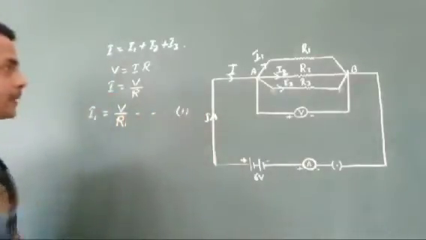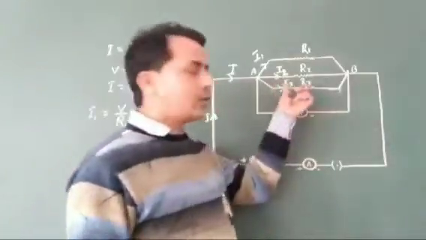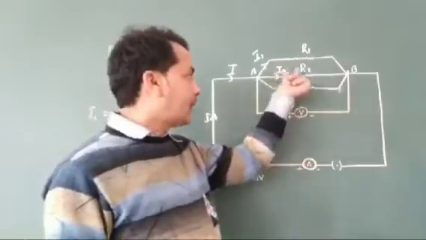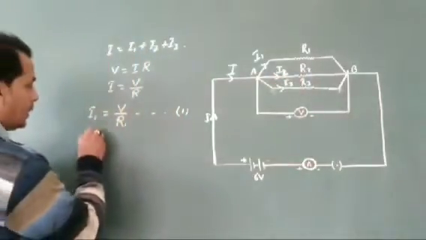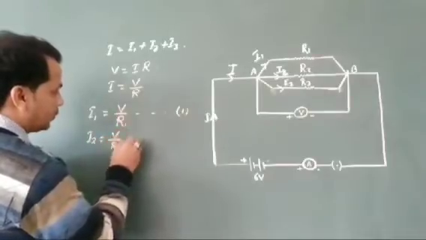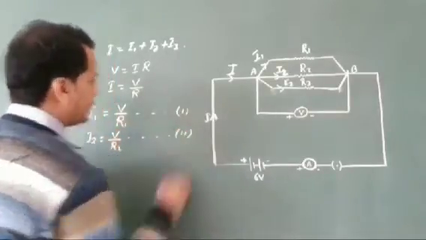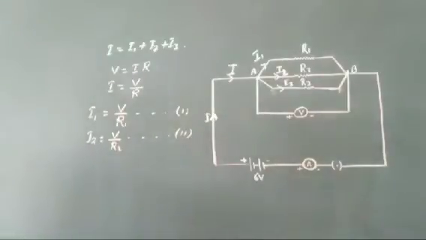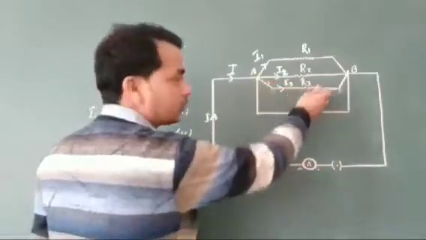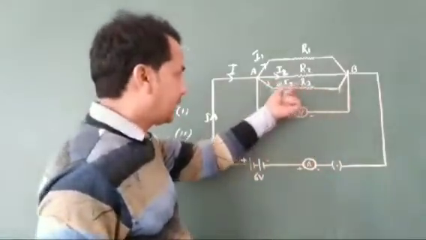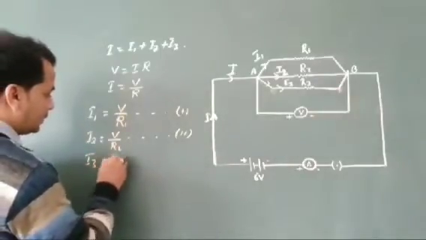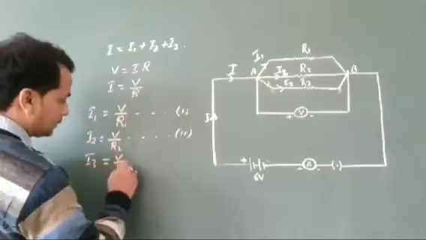The second current I2 flows through the resistor R2, then current I2 will be V by R2, that is the second equation. And I3 flows through the resistor R3, then current I3 equals V by R3.